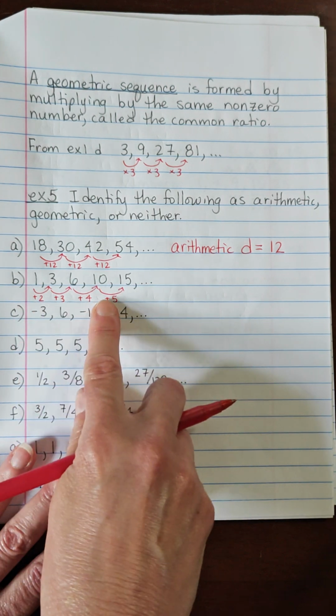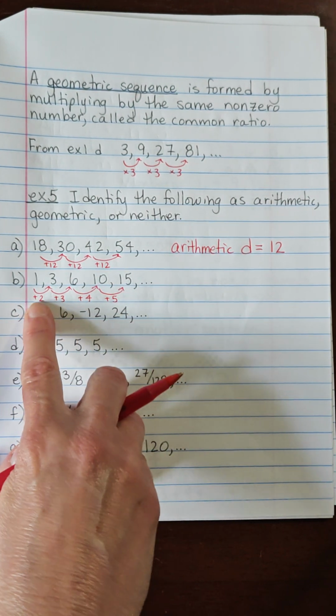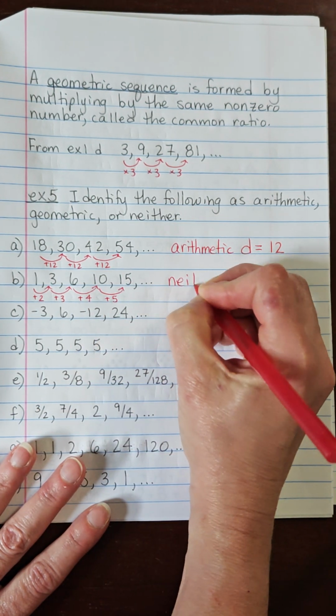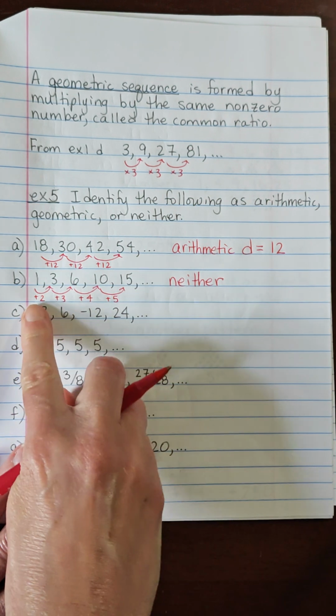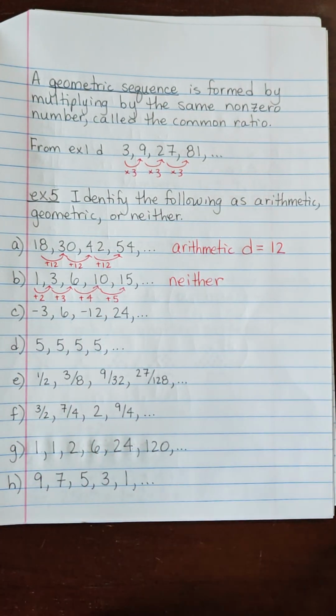That's key, right? In arithmetic, you're adding, of course, but it's the same number. Here, I'm not adding the same number. This is neither, because I'm not adding that same number throughout. So I did that on purpose because I didn't want you to think that addition means arithmetic. It does if it's the same number that you're adding over and over again.